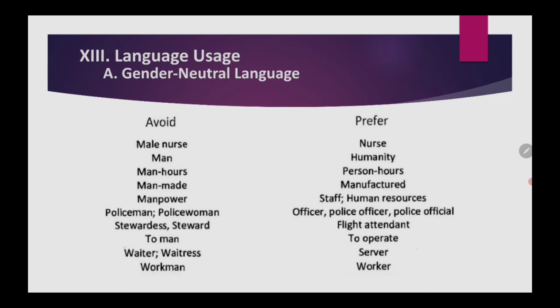So avoid male nurse, just use the word nurse. Instead of man, use humanity; instead of man-hours, person-hours. Man-made, manufactured. So for manpower, use staff or human resources instead. Policeman, policewoman, use officer or police official instead. Stewardess, steward, use flight attendant instead. Two-man, use to operate. Waiter, waitress, just use the word server. Workman, just use the word worker.